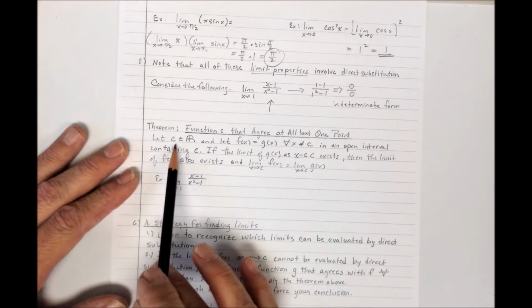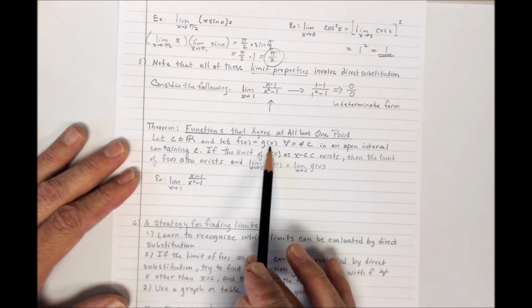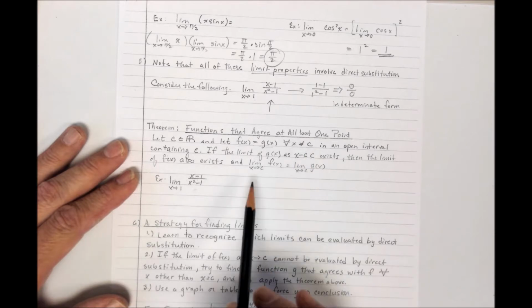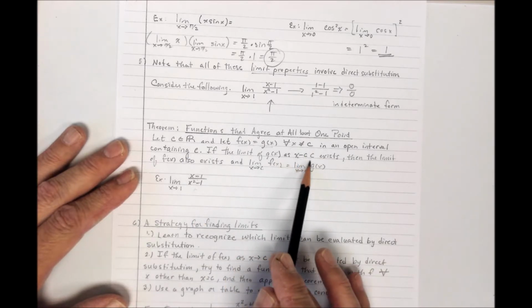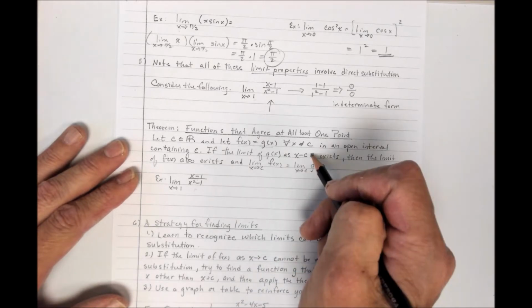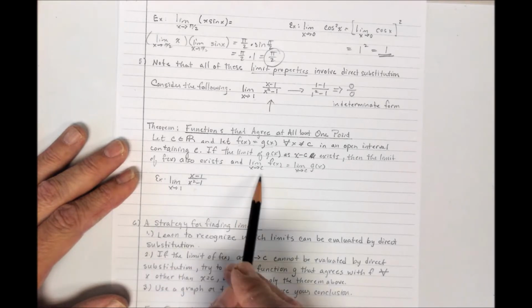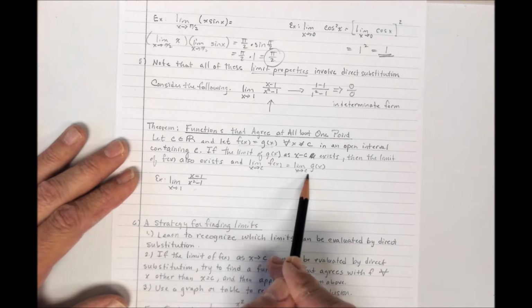It says, let c be an element of the real numbers, and let f of x equal g of x. These two functions are equal for all x except c, in an open interval containing c. Then if the limit of g of x as x approaches c exists, then the limit of f of x also exists, and the limit as x approaches c of f of x is equal to the limit as x approaches c of g of x.